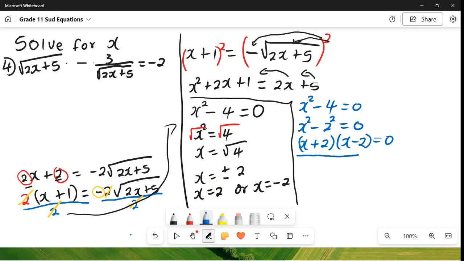If you multiply these ones, you need to get this one. That is a must. If you don't get that one, then we don't have the correct factors.